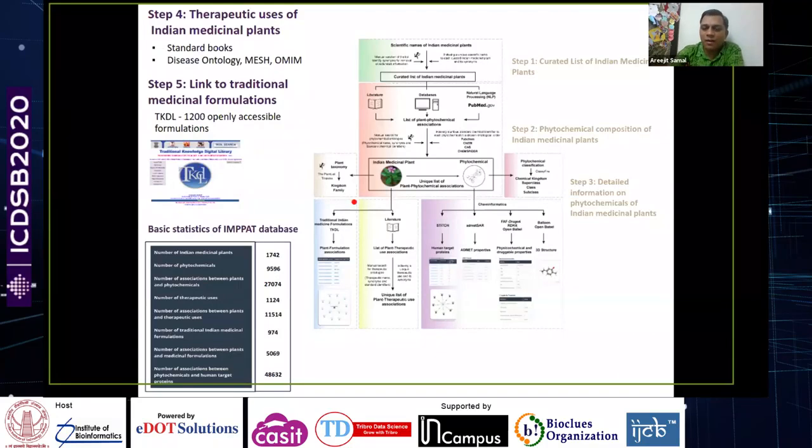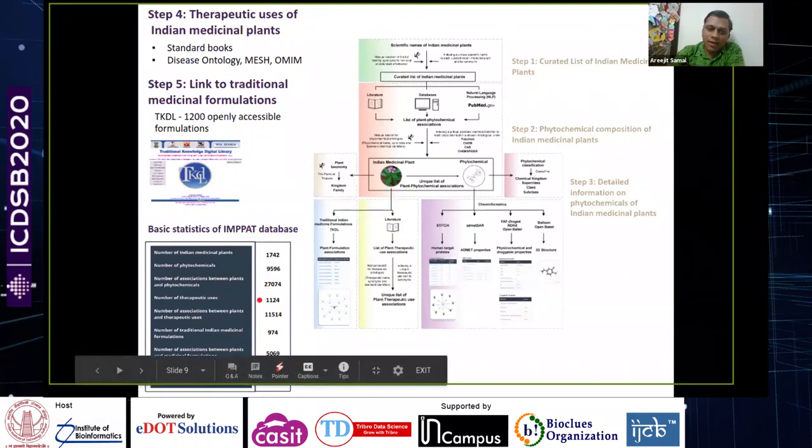So what we have in our database finally is more than 1,700 Indian medicinal plants, more than 9,500 phytoconstituents, more than 27,000 plant-phytochemical associations, more than 1,100 therapeutic uses, more than 11,500 plant-therapeutic use associations, 974 open formulations from TKDL, more than 5,000 plant-formulation associations, and a number of phytochemical-human protein associations from STITCH.